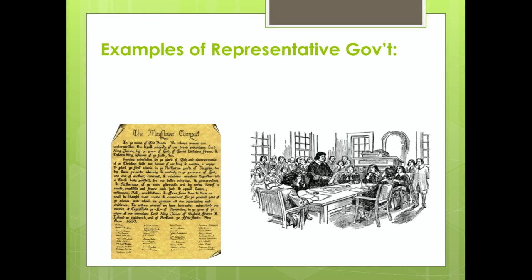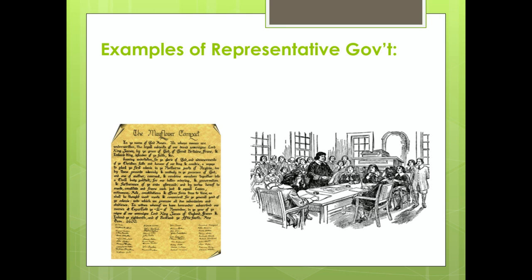We've got some examples of representative government in the new colonies, and we've talked about a few of these. The first one was the House of Burgesses. The House of Burgesses was not necessarily democratic because only property owners could vote. And remember, the House of Burgesses was in Virginia. So you had to own land in order to be able to vote. So not everybody was really voting.